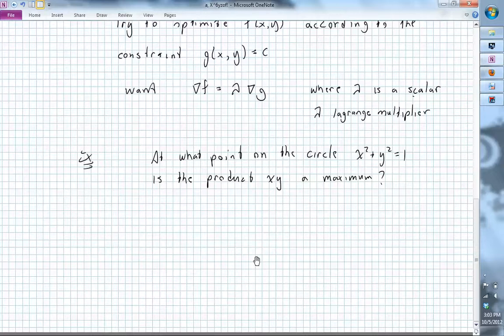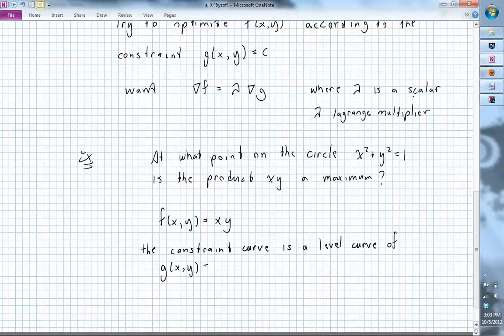So what's the thing that we're trying to maximize? That's what we're always going to call f. So in this case, it's the product xy. And what's the constraint curve? Well, the constraint curve is a level curve of g of x, y equals x squared plus y squared. Okay, and we're always going to call that function g.